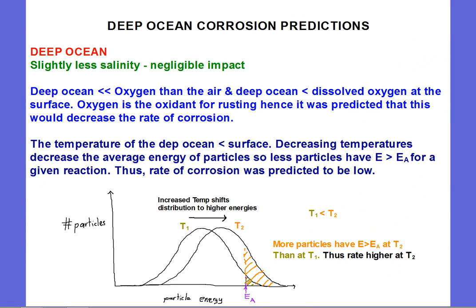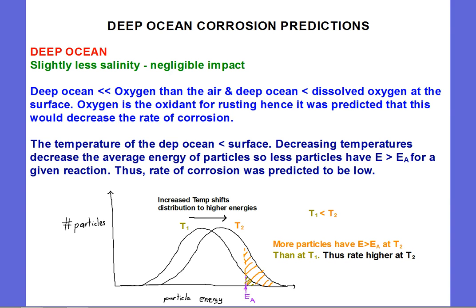So overall, deep ocean corrosion predictions. We've just said that there is slightly less salinity, but that really has a negligible impact. But we know the deep ocean oxygen concentration is much less than air, and the deep ocean oxygen concentration is less than the dissolved oxygen at the surface. We know oxygen is the oxidant for rusting, and then it was predicted in the deep ocean, because of these low oxygen concentrations, that there will be slow rates of corrosion.